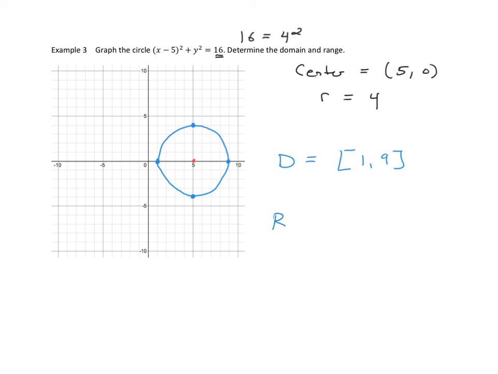Likewise, the range is all the y values. The lowest y value is here at −4. The greatest is at +4, and you get every single y value that's in between those two numbers as well. So for this reason, the range is from −4 to +4. So it's pretty easy once you have a sketch of the circle to determine these things, but that's it for this problem.